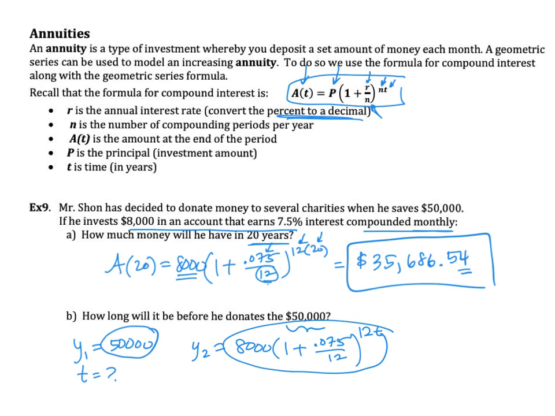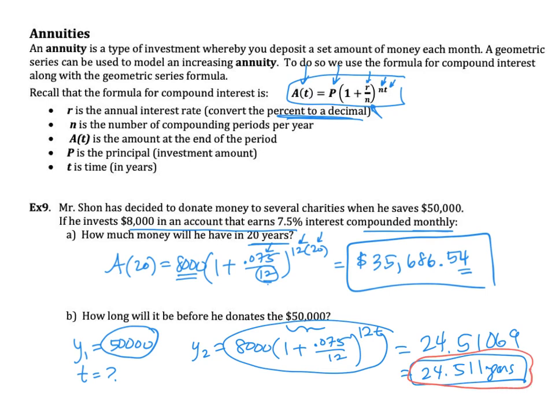All right, so you should have gotten around 24.511 years. He would have the $50,000, and that's when he'd be able to donate. You don't have to worry about telling me if that's a certain month, a certain day of a certain month. No, we don't care about that. Just round to your 3 decimal places like you would. And that is the final answer.